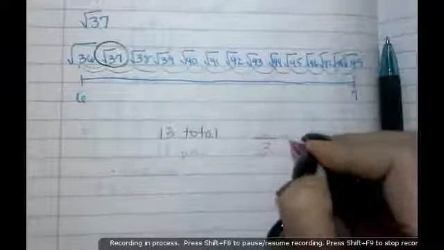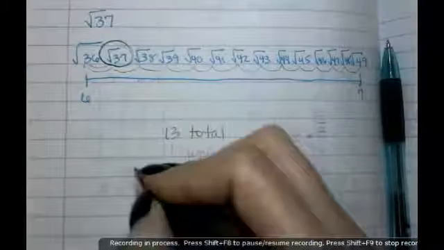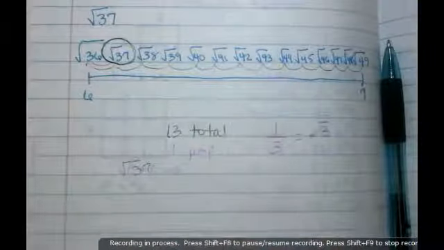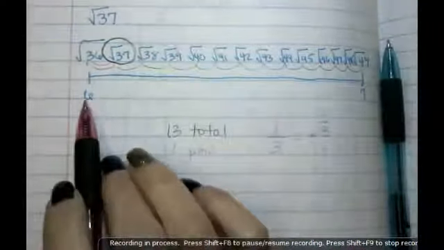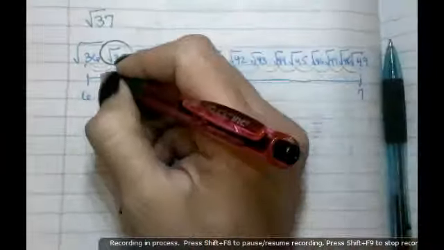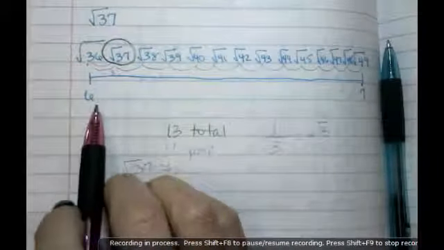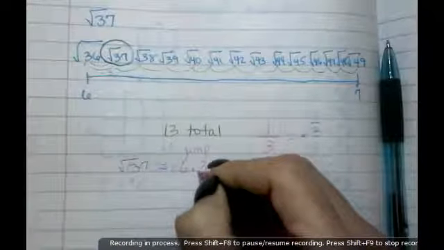This might be a fraction that you're familiar with. 1/3 is 0.3 repeated. So the square root of 37 is not 0.3. Remember, we're between 6 and 7. This is 1/3 of the way. So it's actually 6.3, approximately.